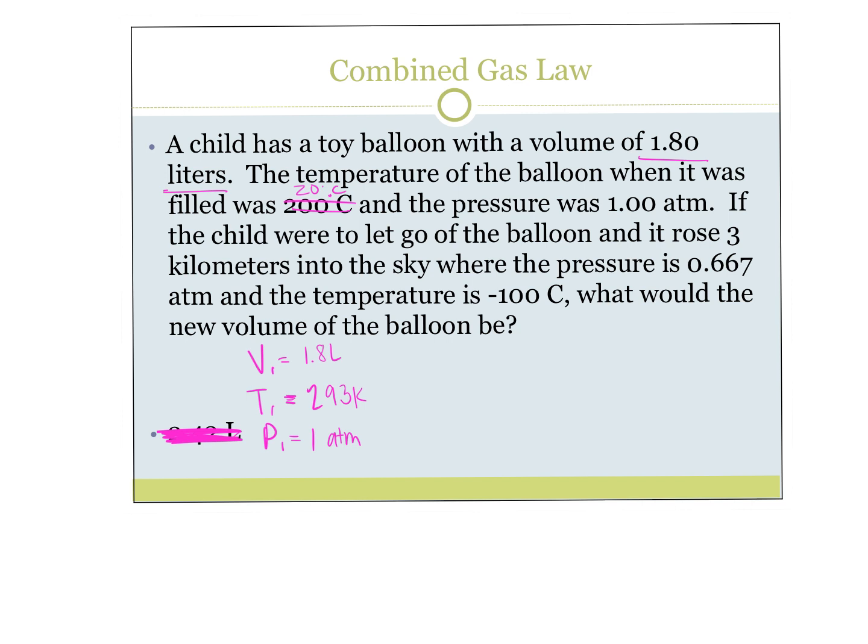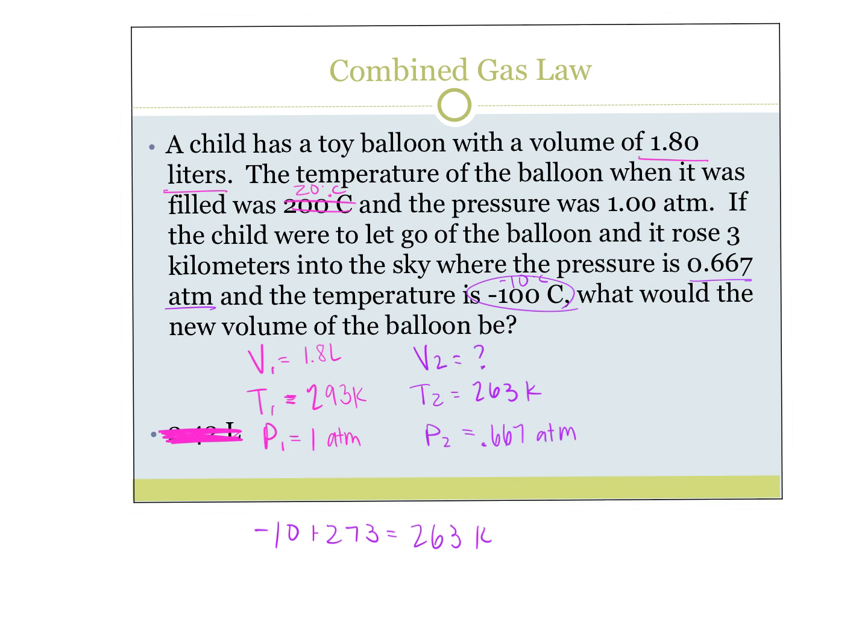What about my after variables? It says, if the child were to let go of the balloon and it rose 3 kilometers into the sky where the pressure is 0.667 atmospheres, that would be P2, 0.667. And the temperature, is that supposed to be negative 10? Yeah. Sorry, negative 10 degrees Celsius. So that would make T2 what value in Kelvin? 263. We would take negative 10 plus 273 and we get 263 Kelvin. What would the new volume of the balloon be? That's going to be our question mark.